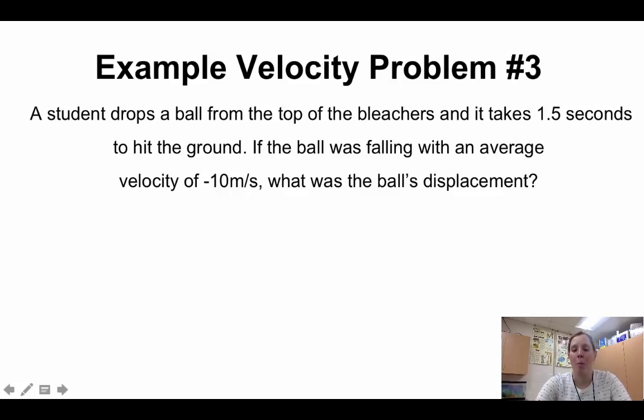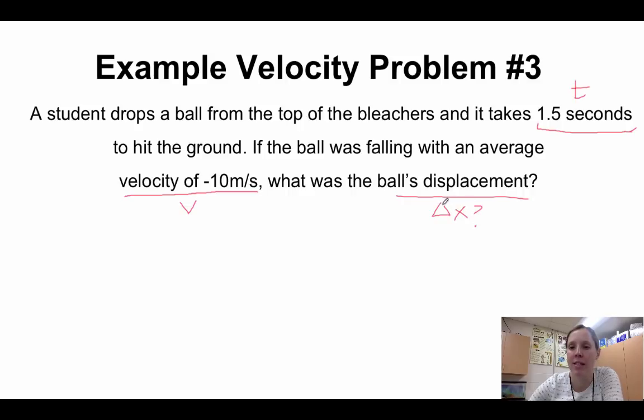Okay, last problem. It says a student drops a ball from the top of the bleachers and it takes 1.5 seconds to hit the ground. So that's my time. If the ball was falling with an average velocity of negative 10 meters per second, so that's my velocity, what was the ball's displacement? So I'm trying to figure out delta x. So I'm going to go ahead and plug this in.